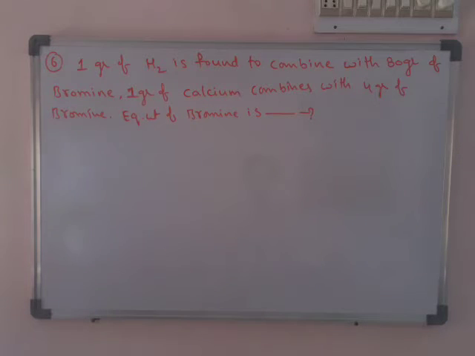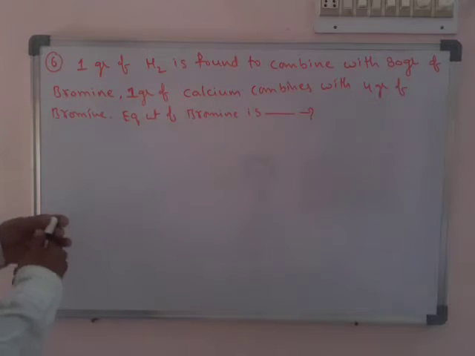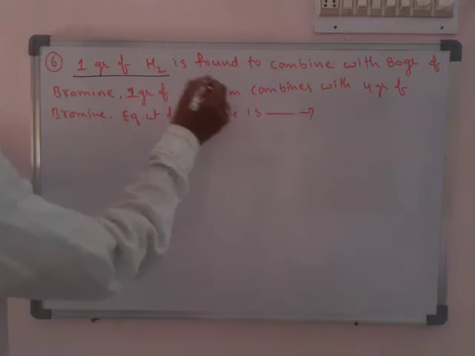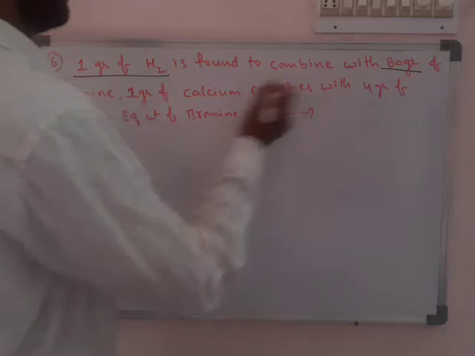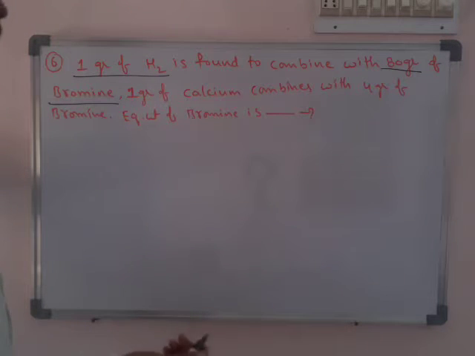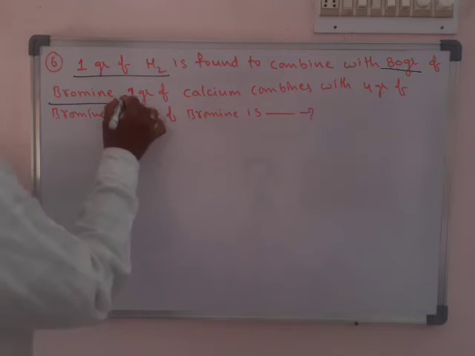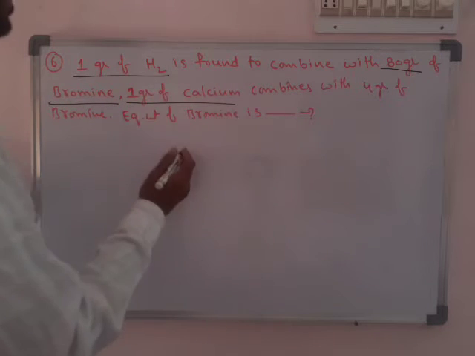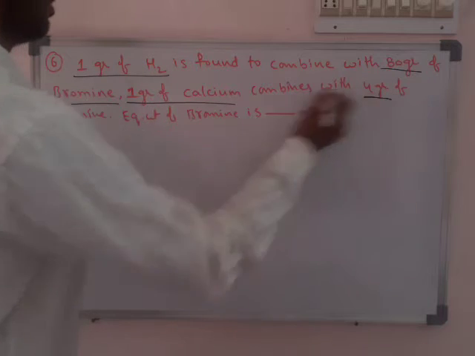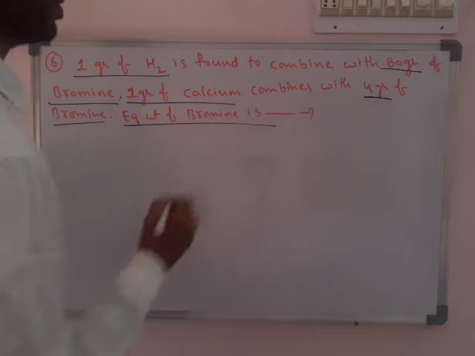Here, see the sixth problem in the worksheet. 1 gram of hydrogen is found to combine with 80 grams of bromine, meaning there is a formation of HBr. So this is one clue. The second clue given in the problem is 1 gram of calcium combined with 4 grams of bromine. The final question is, what is the equivalent weight of bromine?